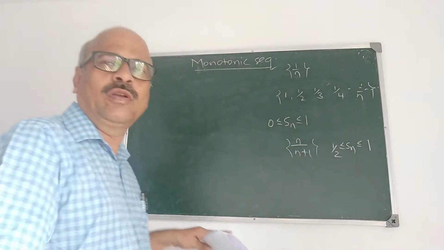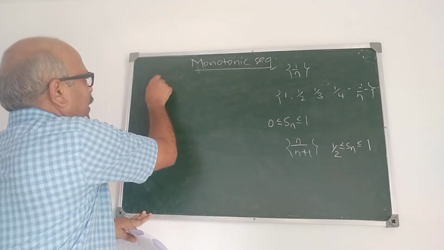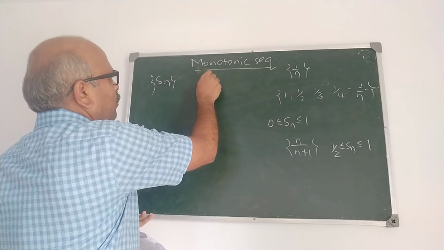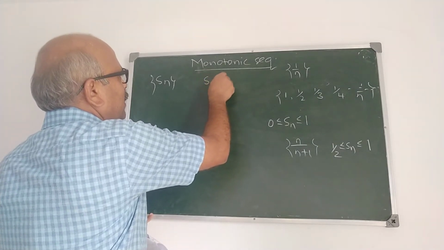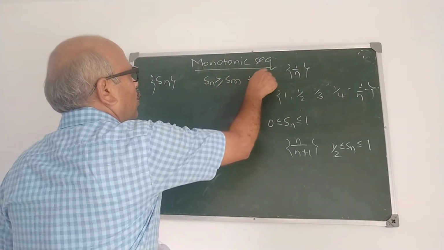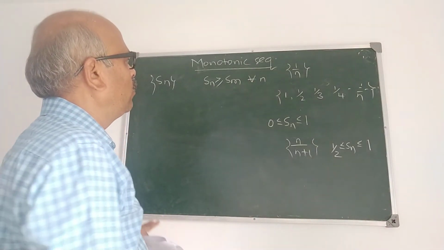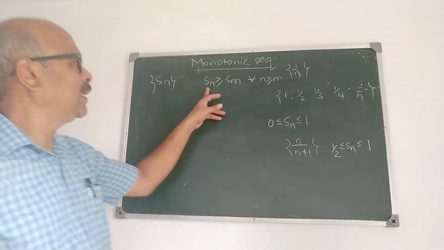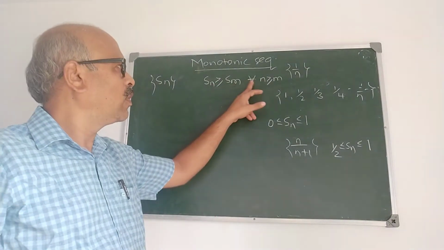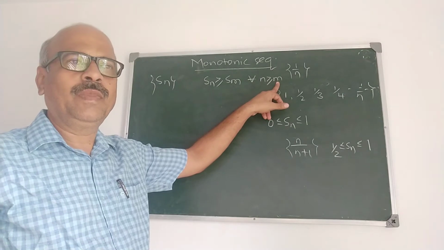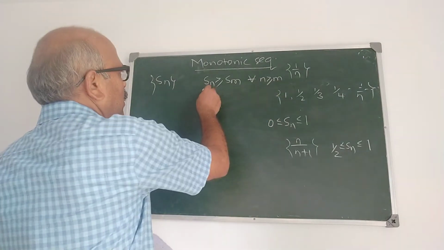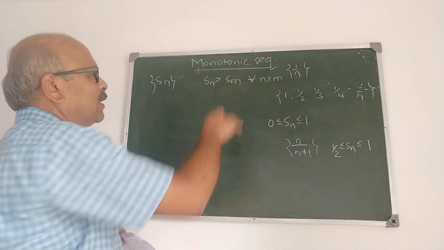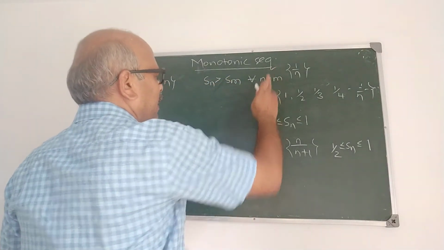Now, how to define a monotonically increasing sequence? Say I take a sequence Sn. It is said to be monotonically increasing if Sn is greater than or equal to Sm for all n greater than or equal to m. And it is said to be strictly monotonically increasing if Sn is greater than Sm for all n greater than m.